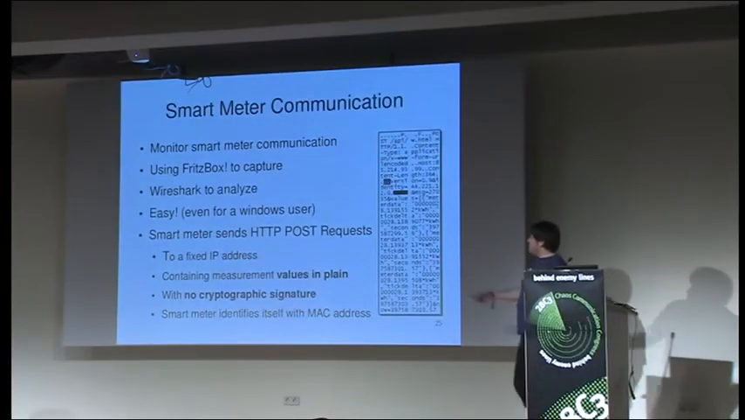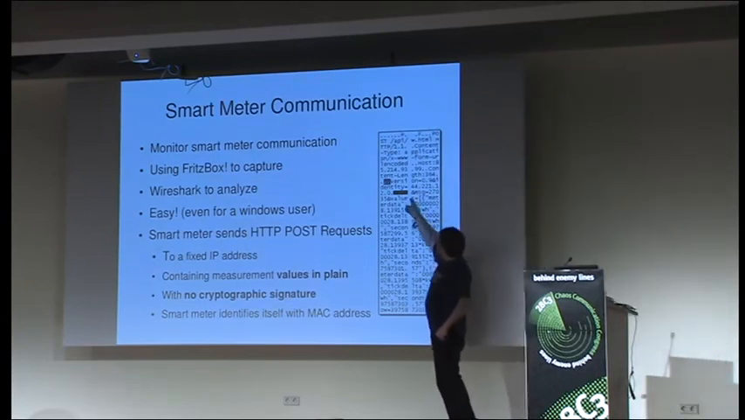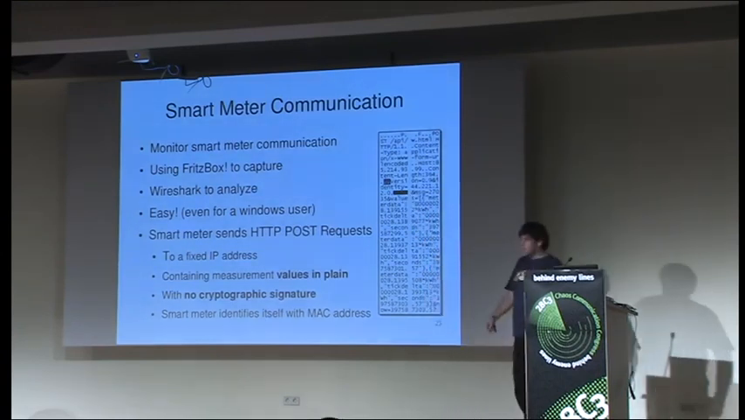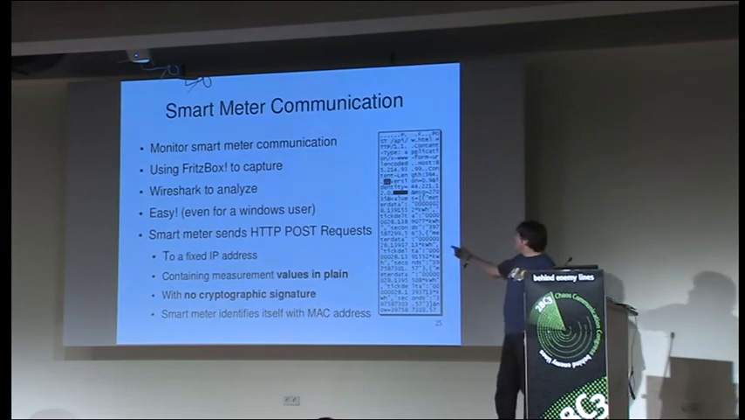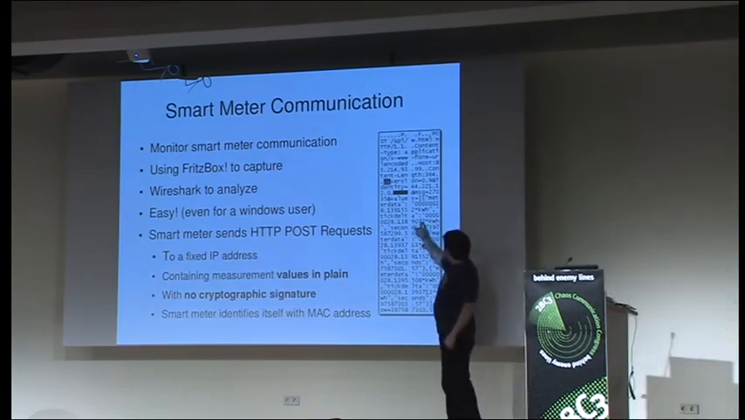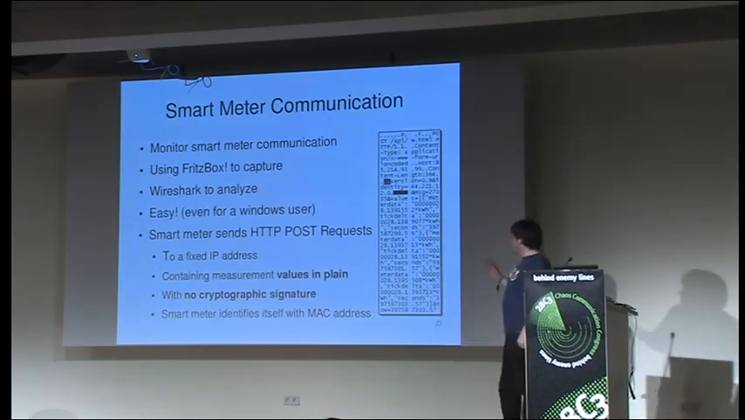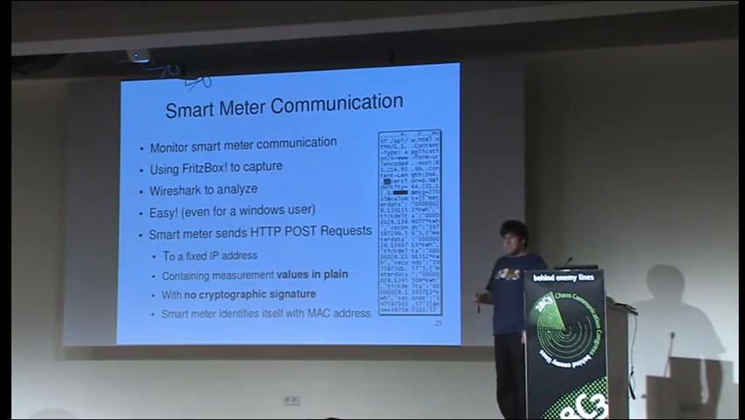And then you see that the smart meter sends HTTP POST requests. Here you see some requests. I hid the MAC address of the smart meter because it's my MAC address. And you see it's sent to a fixed IP. It contains the measurement values in plain text. So you see here 000 kilowatt hours, and seconds. The seconds were also quite curious because it's not a Linux datetime. I think it's seconds since the 3rd of December 1997. I had a long time to figure it out.